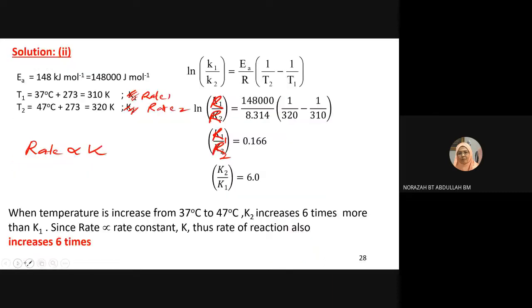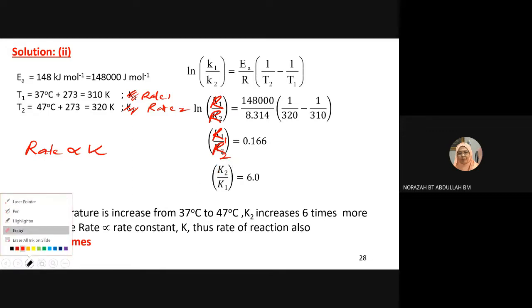So kita buat rate per rate lah macam ni tadi. Masukkan nilai EA. So ini kalau ni R1, ini T2. Okay. So kita nak lihat dia increase berapa kali ganda, maksudnya kita kena inverse lah. Okay, rate 2 over rate 1. Okay, gantikan K tu dengan rate lah, kita bercakap tentang rate.